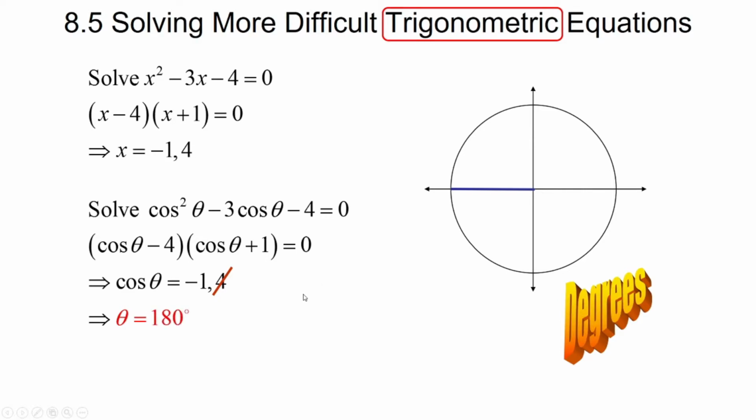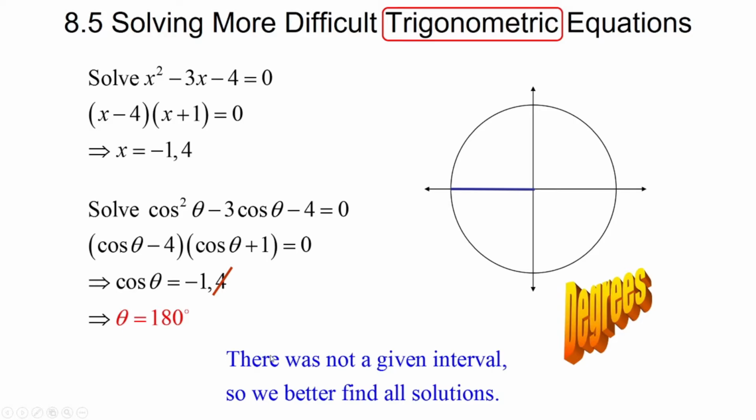There you go. Now, most of you think you're done right now, except I don't see any half open interval from 0 to 360 degrees right here. So that implies I need all possible angles theta for which this equation would be true. So think about that now. Okay, there was not a given interval, so we better find all solutions. And that means my answer is going to be theta equals 180 degrees plus any multiple of 360 degrees.